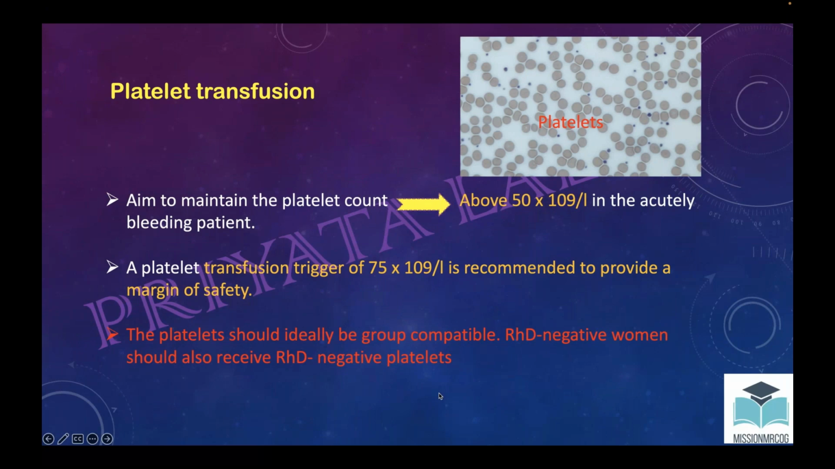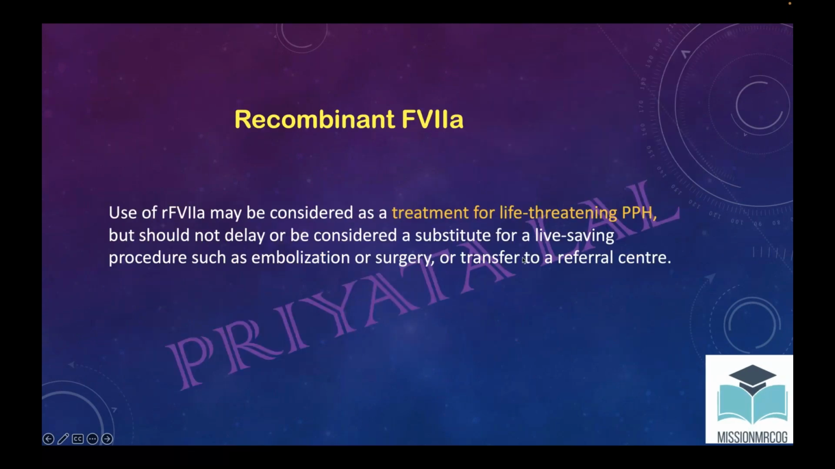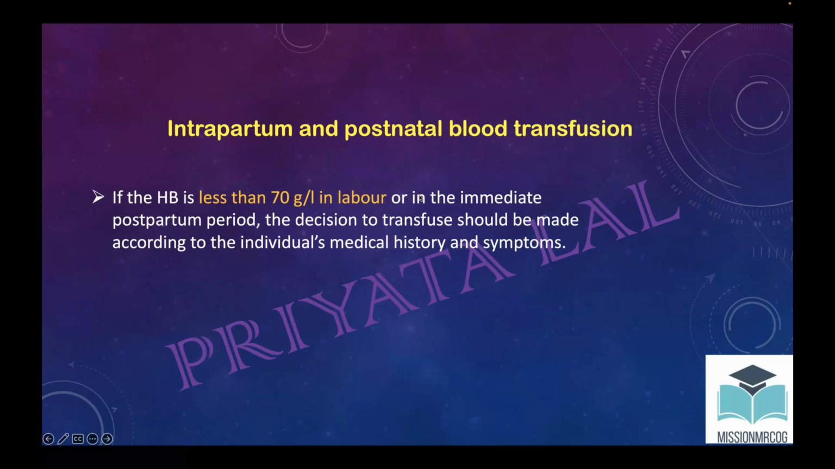Now, in life-threatening PPH, as a last resort, recombinant factor 7A can be given. Now, intrapartum and postnatal blood transfusion: less than 7 in labor or the immediate postpartum. So in pregnancy they say less than 6, but for intrapartum and postnatal blood transfusion, they recommend less than 7 grams, or 70 grams per liter.